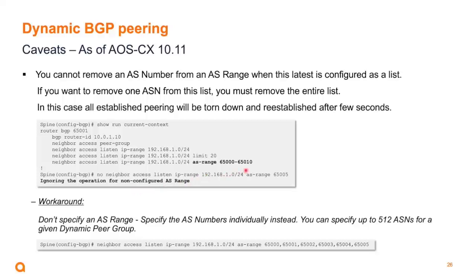So you can see here that we have specified in the AS range option a range by itself, so a kind of list. So we didn't specify each AS separated by commas. But if you try afterwards to remove one AS from this list, it will be refused by the system. So the workaround as of today, if you think that some of the AS numbers could be useless afterwards, is to use a list of individual AS numbers separated by commas.